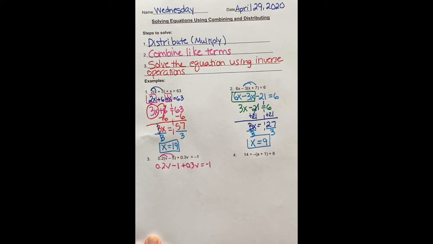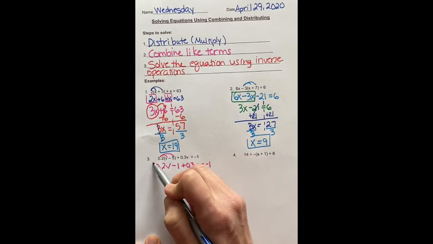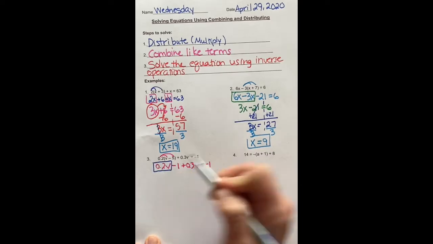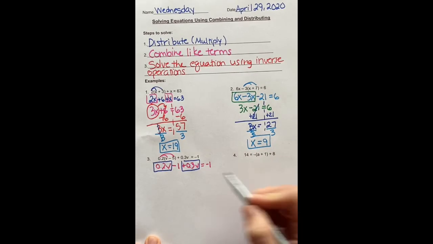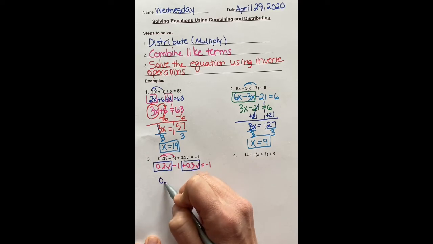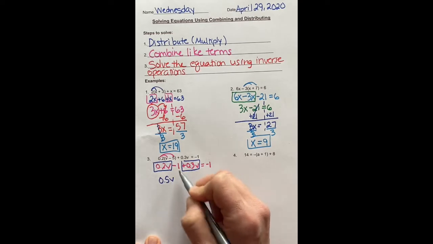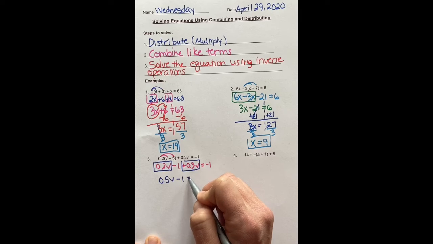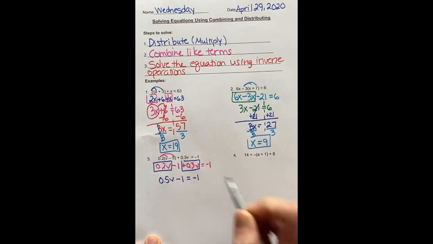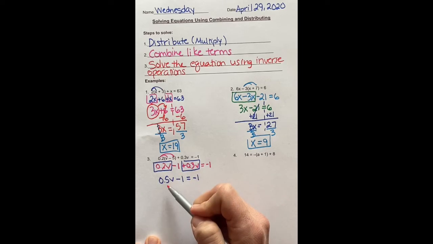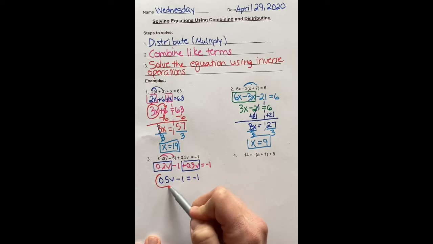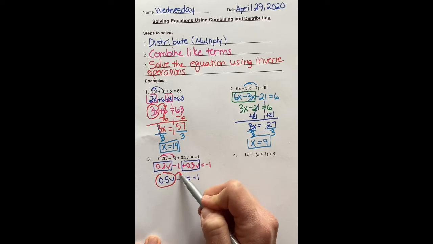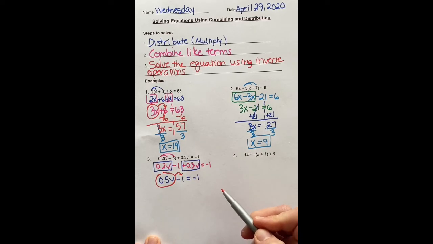Now we're going to combine our like terms. So I have 2/10 v and 3/10 v being added together, which would give you 5/10 v. Bring down my minus 1 equals negative 1. So now I can solve this using my inverse operations. So I have to get my 5/10 v by itself by getting rid of that minus 1.